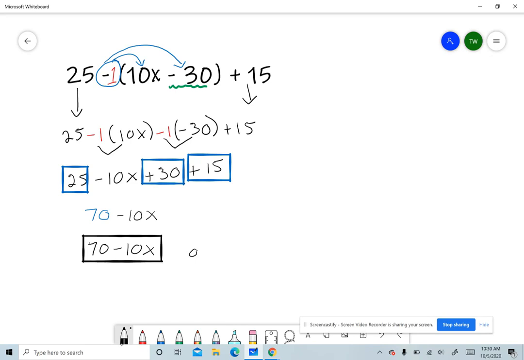Or something else to note is the order could be switched. Just make sure you take the signs with it. So if I want my 10x to be in front, I got to take that negative with it. So it could be -10x and then plus 70, because this 70 is a positive. And that would give you your final answer as well.